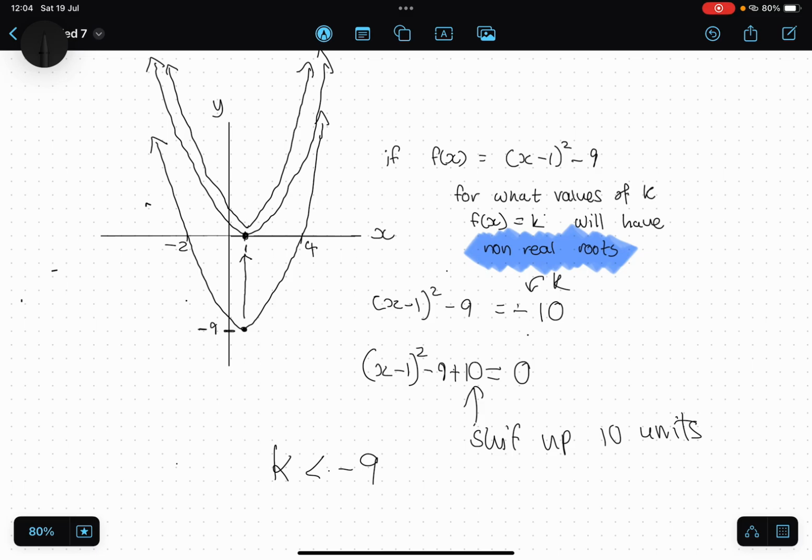So the statement that you want to give in your answer is this one. K must be less than -9. Okay. All right. I hope that makes sense.